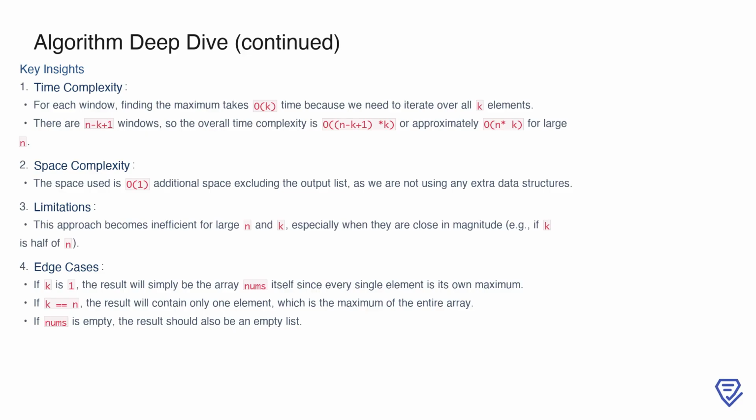We should also consider edge cases. If k is 1, we don't need to do any real calculations since each element is its own maximum. If k equals n, there's only one window, and its maximum is the largest value in the entire array. Finally, if the input array nums is empty, the result should also be an empty list.